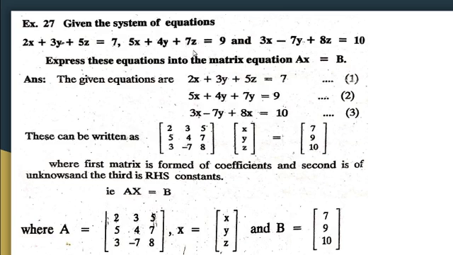Here we have three simultaneous equations with variables x, y and z. We have to convert these equations into a matrix form, Ax is equal to B. That means three equations are given. Express these equations into the matrix equation Ax is equal to B. That is the question here.